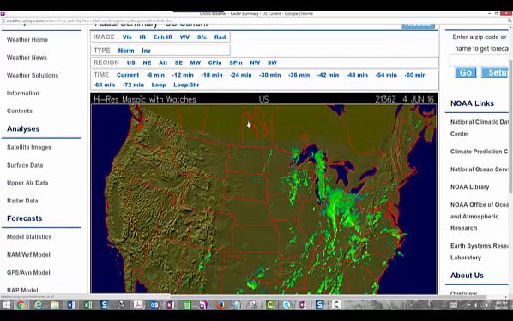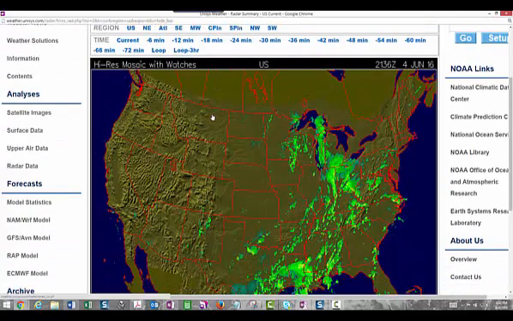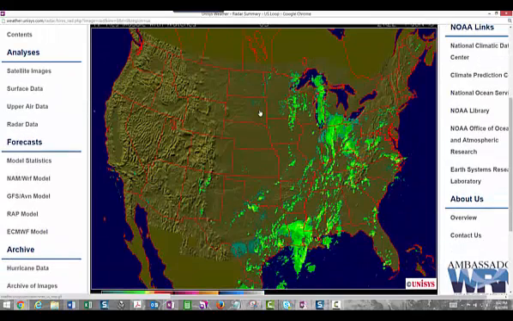Now, we can also look, and I'll talk about this in a moment, at animating satellite and what we're looking for. If I just go ahead and animate it, we can see how the storms are moving.